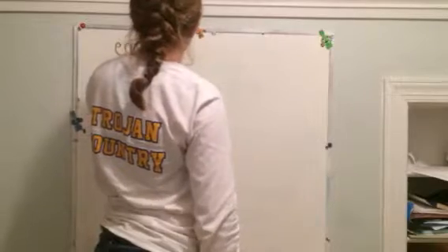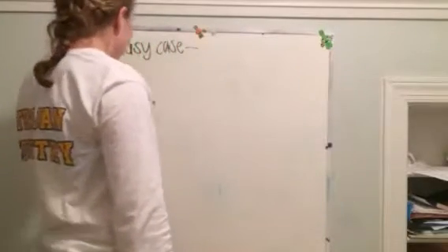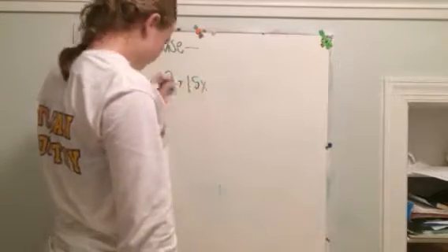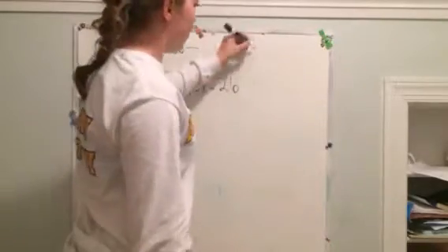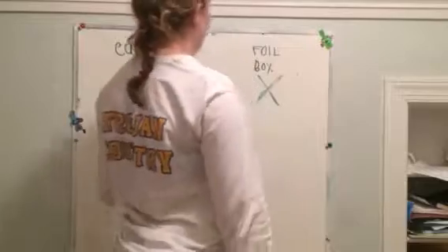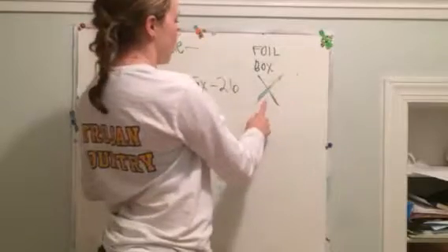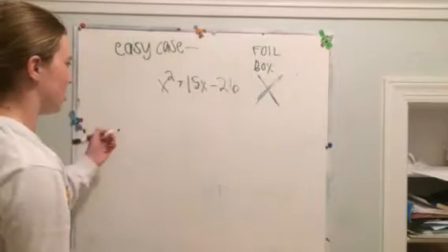And our last example will be an easy case where our a value equals 1. Our equation for an easy case is going to be x squared plus 15x minus 26. For this you can do the FOIL method, the box method, or the diamond. The FOIL and the box are to check it, but the diamond is to figure out what your answer is going to be.